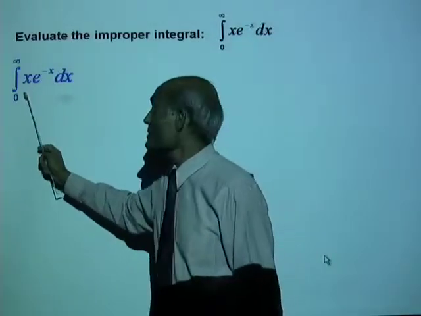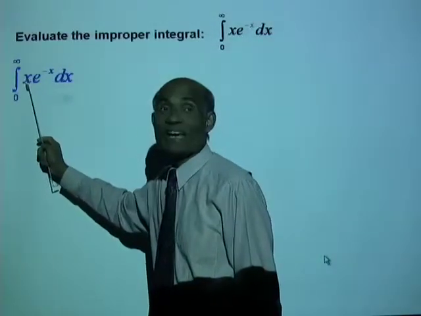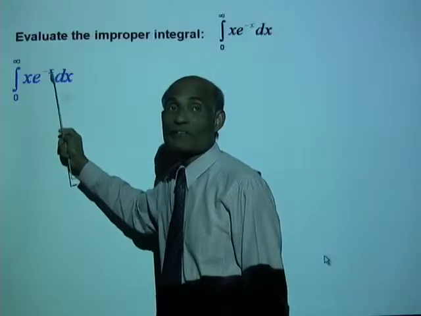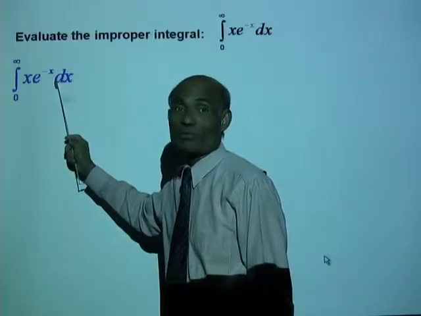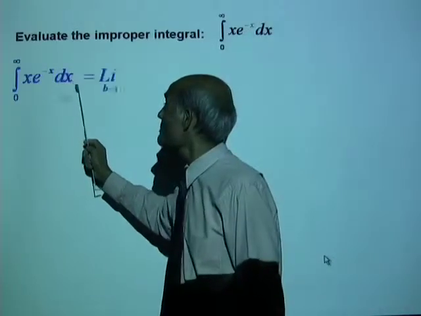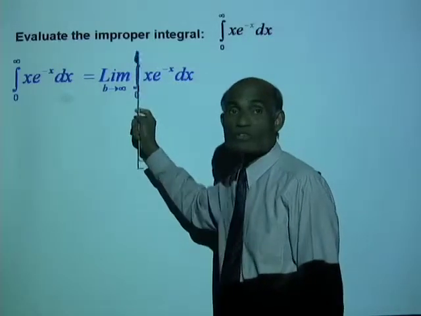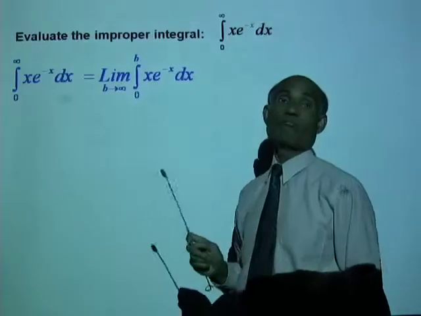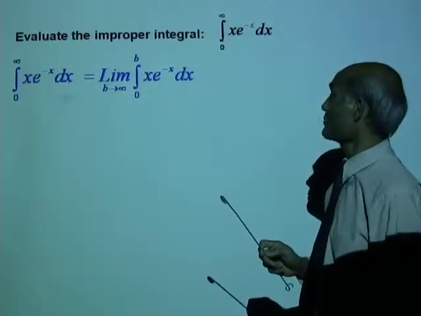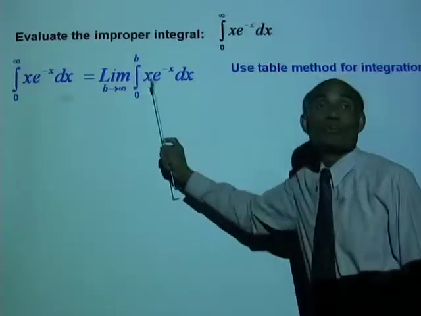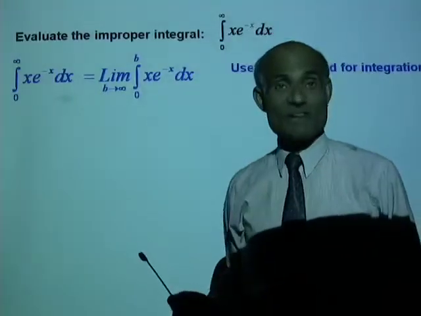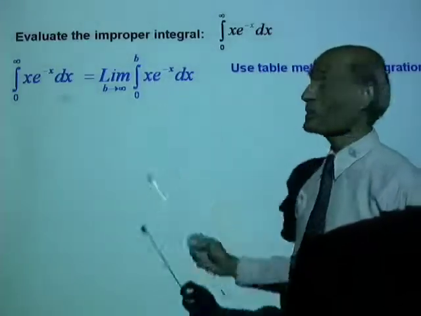First of all, the integral from 0 to infinity of x e to the power of negative x dx, write it as a limit: the limit as b approaches infinity of the integral from 0 to b of x e to the power of negative x dx. And we will use the table method. We have done several of those earlier.